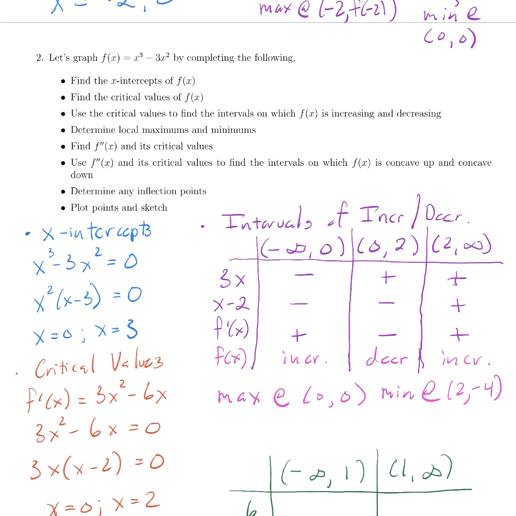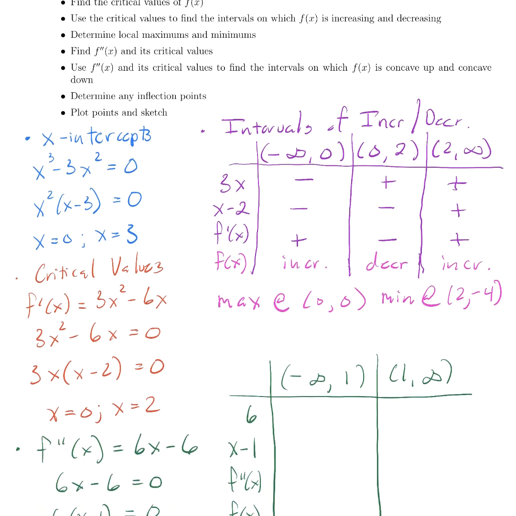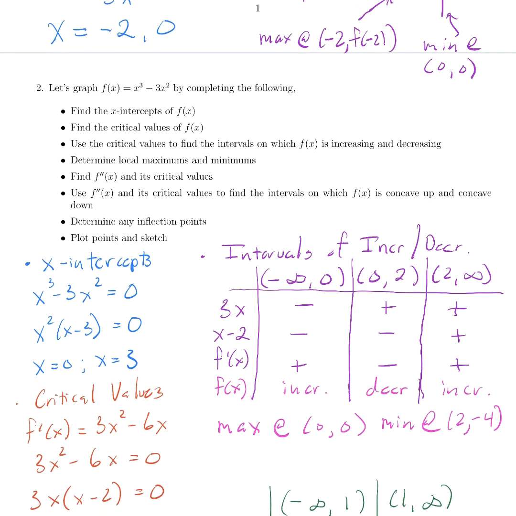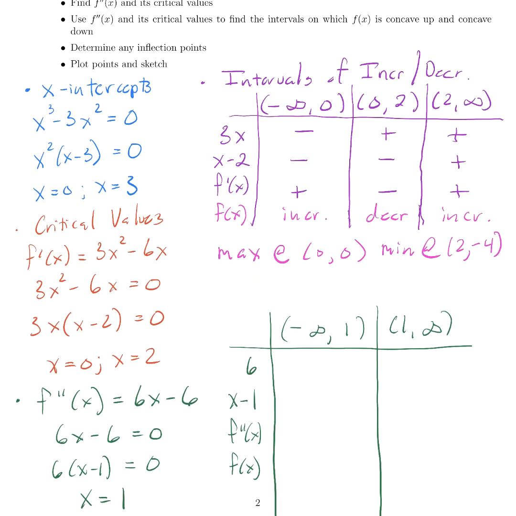Okay, let's graph this thing by completing the following. X-intercepts, critical values of the second derivative, increase or concave up, concave down, inflection points, plot and sketch. Okay, so I've done a bunch of this here. The x-intercepts are going to occur when the function is equal to 0, so those happen at x equals 0 and x equals 3. Then the critical values are going to happen when the derivative is equal to 0. So the derivative is 3x squared minus 6x. We factor, we get 0 and 2.